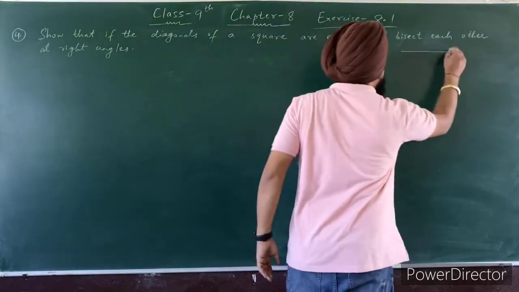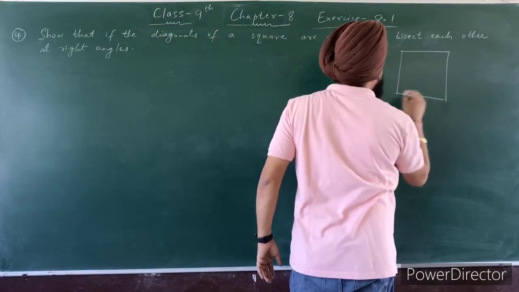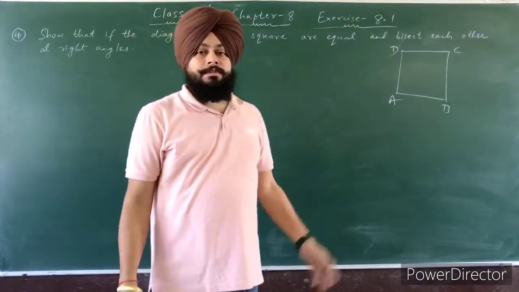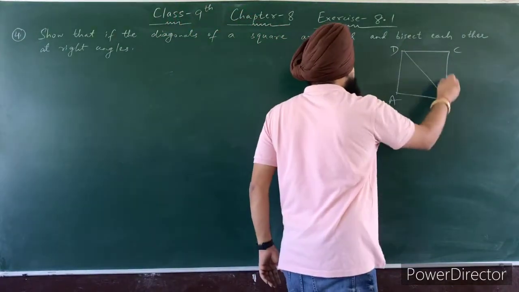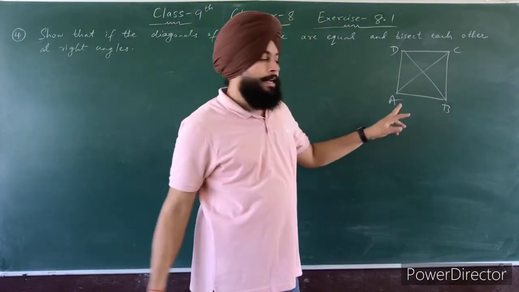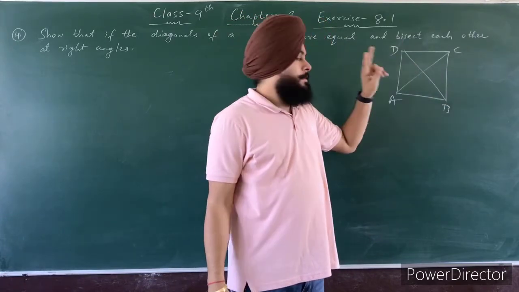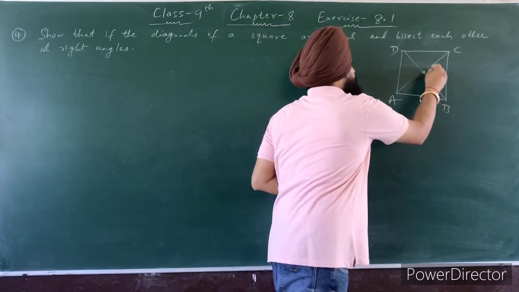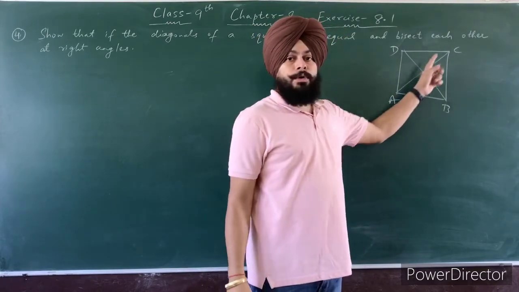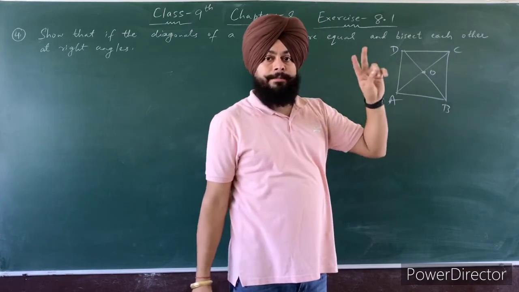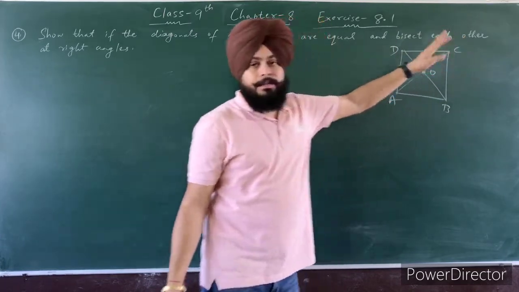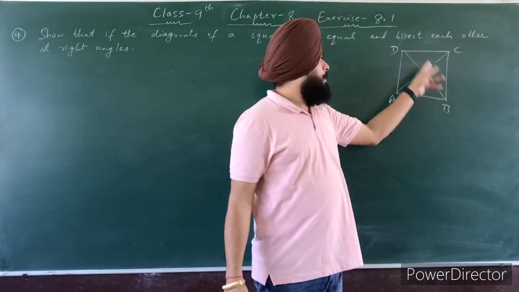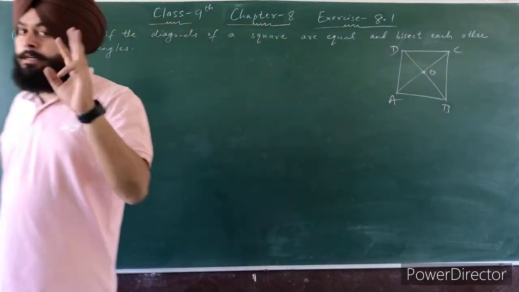First, draw a square. Name it ABCD, in which all sides are equal. We have to show that its diagonals AC and BD are equal. Second one is they bisect each other. Bisect means OA is equal to OC and OB is equal to OD. This is the second part. And third one is they bisect each other at right angles also. It means we have to show that diagonal AC is perpendicular to diagonal BD. So there are three parts which we have to prove.